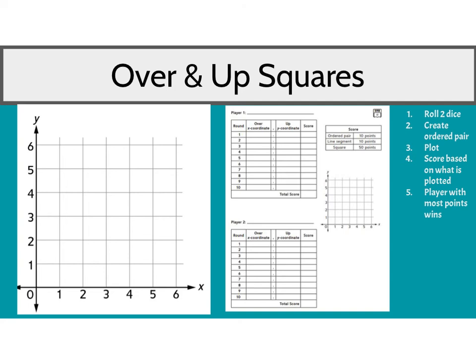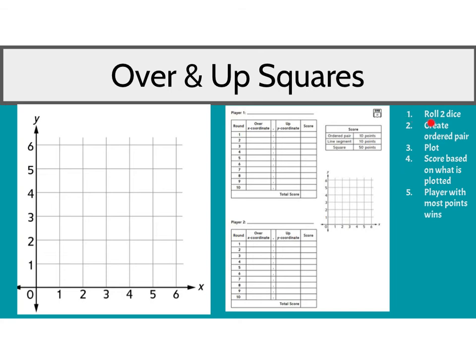So the game that you're going to play that helps you with your coordinate grids is called over and up squares. And you'll notice on the left side I have a coordinate grid. And this is just a bigger version of what's located here on the game sheet itself. And this is a 2-player game. So you will need 2 dice. And over here on the right I have directions.